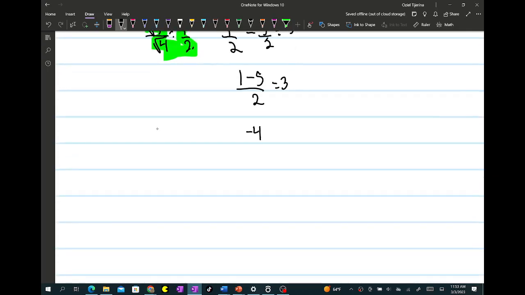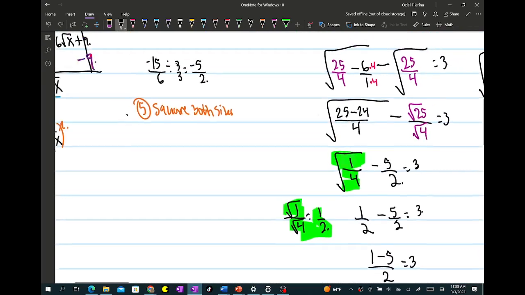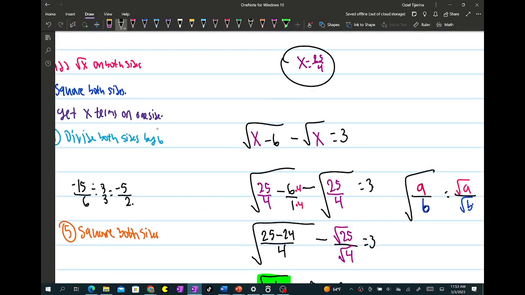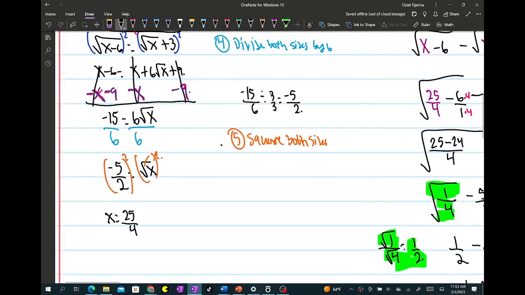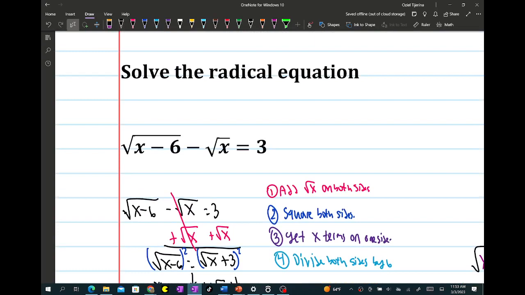And this is negative 4 over 2 equals 3, which means that negative 2 is equal to 3, which is not true. So x equals 25 over 4 is extraneous. So this is an extraneous solution. So what that means is that because it does not satisfy this equation here, there is no solution.